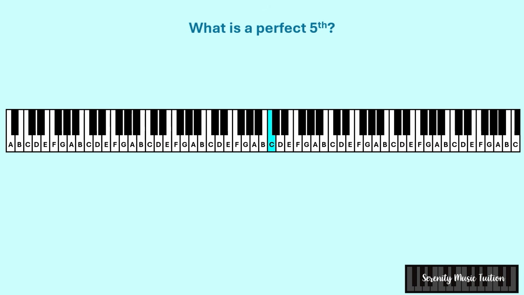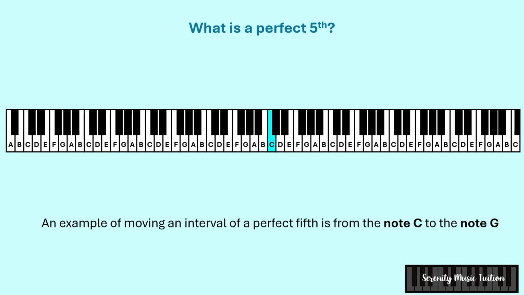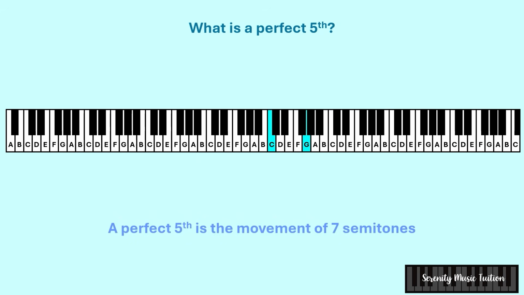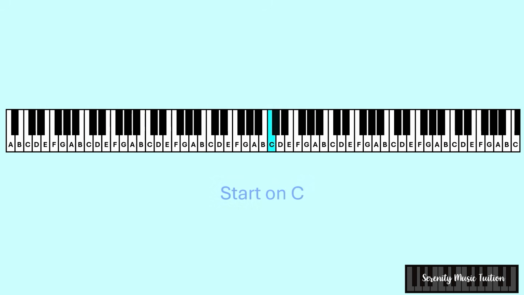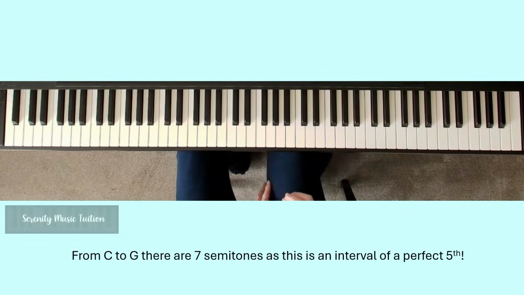What is a perfect fifth? An example of moving an interval of a perfect fifth is from the note C to the note G. A perfect fifth is a movement of 7 semitones. So we start on C, move 1 semitone, 2 semitones, 3 semitones, 4 semitones, 5 semitones, 6 semitones, and 7 semitones and land on G. Now watch on the piano. This shows the movement from C to G with 7 semitones as the interval of a perfect fifth.